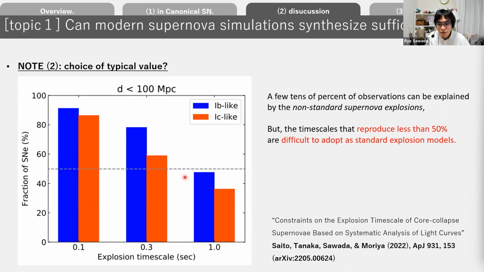And we perform the same nucleosynthesis calculation and timescale comparison for each, using the estimated core. This is the result. For each time scale, the percentage of supernovae that can be reproduced is shown against the observation. As this figure shows, we conclude that only a few 10% of the observations can be explained by non-standard supernova explosion. But the fraction reproduced by the standard explosion time scale is less than 50%, so it is difficult to adopt it.